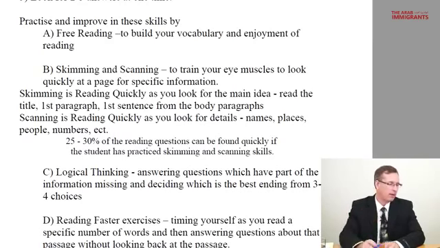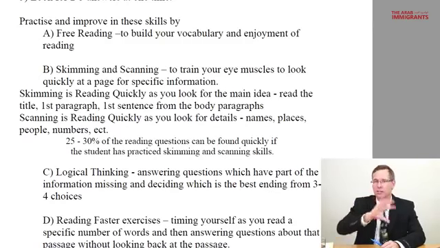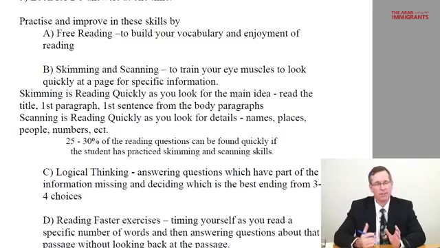And so if I define it, skimming is when I'm reading through information quickly and I'm just looking at the title, maybe some of the first sentences in each section, just to get an understanding of what the whole passage is about. When I'm scanning, I'm reading quickly looking for specific details. So with scanning, this is where I look at numbers, names, and places.